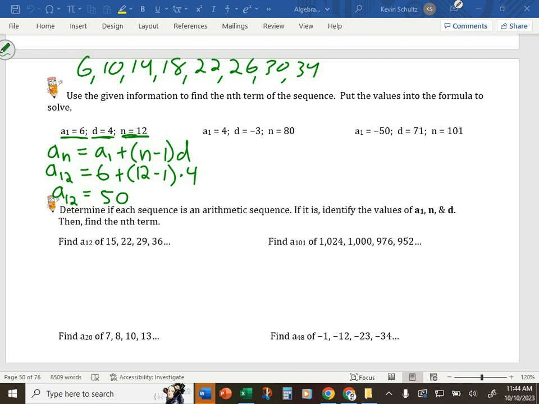Okay. If you didn't subtract 1 from n, your final answer would be one number beyond what you want. Why? Because you're already given the first term. You want to know, after adding 4 to get to the 12th term, if you know what the first term is, 6, how many times do you actually add 4 to get to the 12th term of 50?